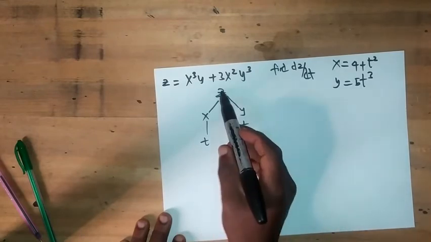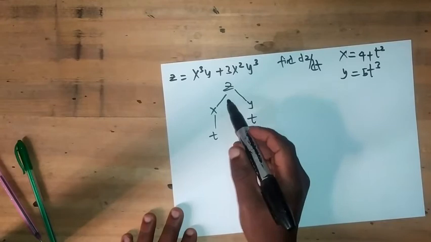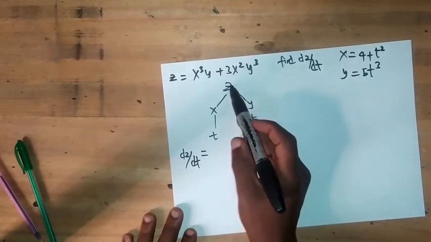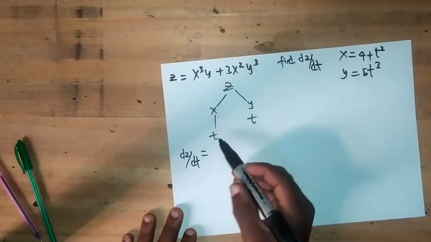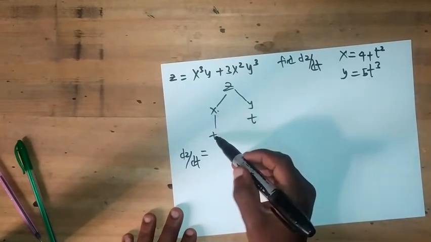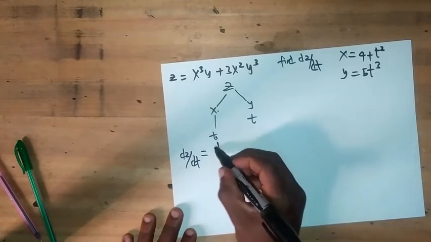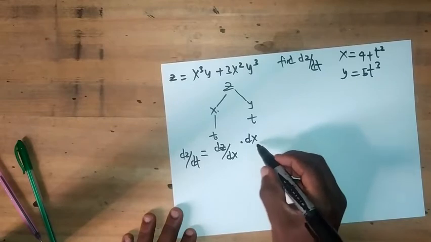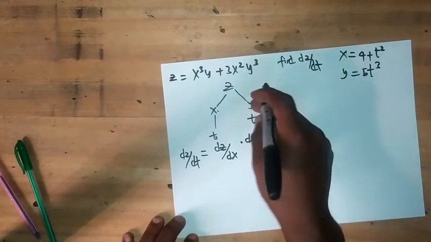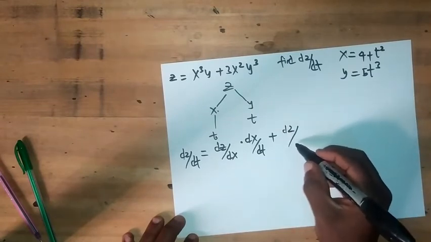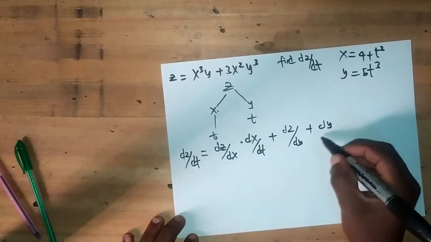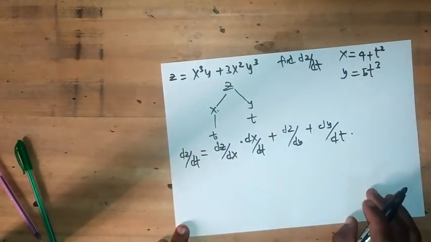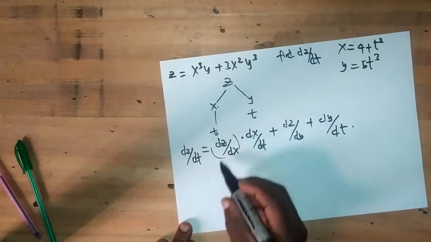To find dz with respect to dt, it's going to be dz with respect to dx multiplied by dx with respect to dt, plus the other branch of the tree, dz with respect to dy multiplied by dy with respect to dt. This is how we differentiate these complex functions. So now let's start with this part, dz by dx.